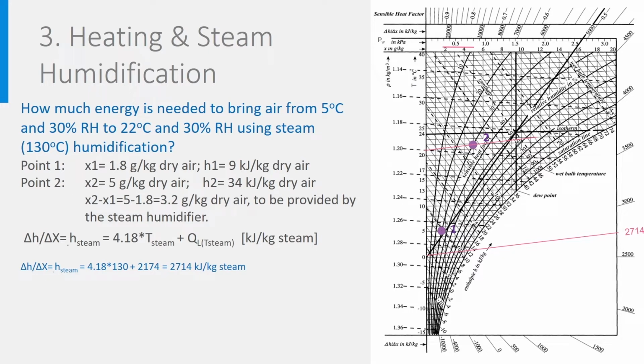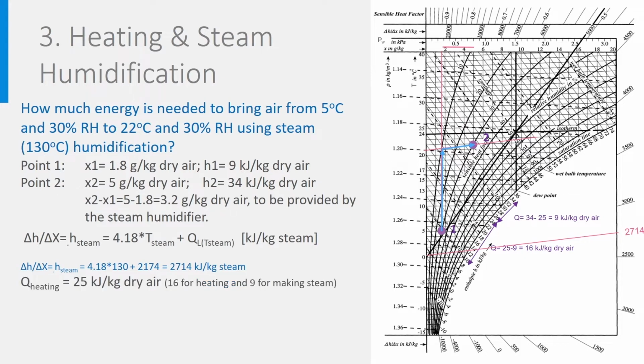X1 is 1.8 gram, giving a temperature of 21.3 degrees. The process therefore takes place this way. For the heating process, we need 25 minus 9 is 16 kJ per kilogram, and for the steam humidifier, we need 34 minus 25 is 9 kJ per kilogram. So in total, here too, 25 kJ heat is needed, and the steam humidifier must provide 3.2 gram water vapor at 130 degrees per kilogram dry air.